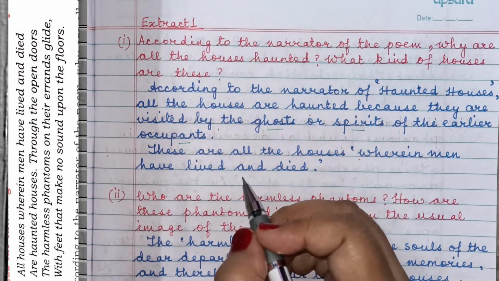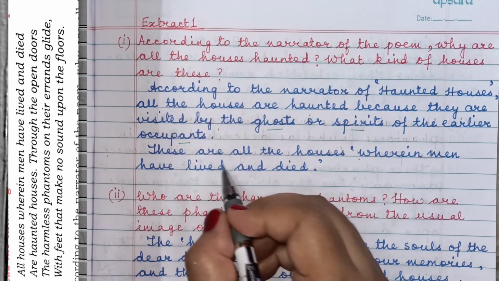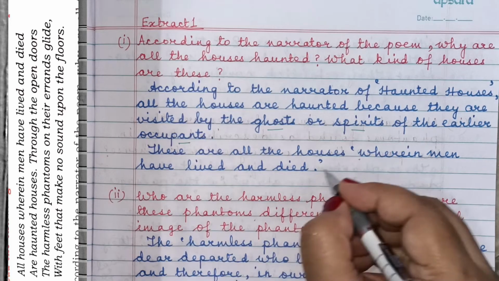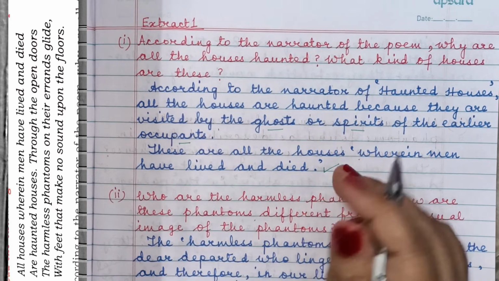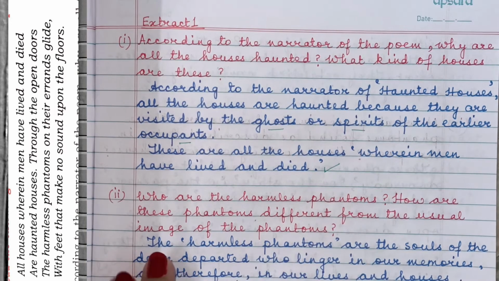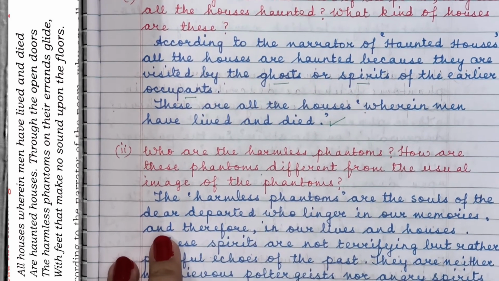What kind of houses are these? These are all the houses wherein men have lived and died. In this way, change paragraphs for the subparts and write brief answers, including all keywords and expressions.